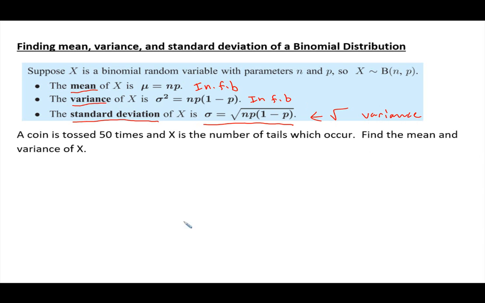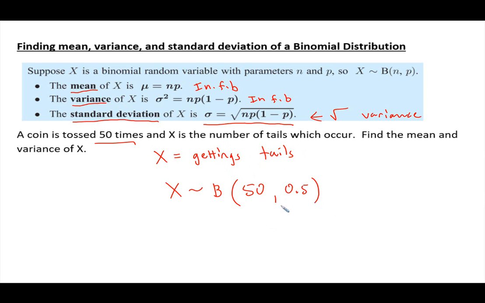Okay, so let's take a look at this example here. It says a coin is tossed 50 times, and x is the number of tails which occur. So find the mean and variance of x. Now we have x, let's define it. It's the number of tails, so basically getting tails. The probability of this happening is 50%. So we have a binomial distribution here where the number of trials is 50 and the probability of success, getting tails, is 0.5, 50%.